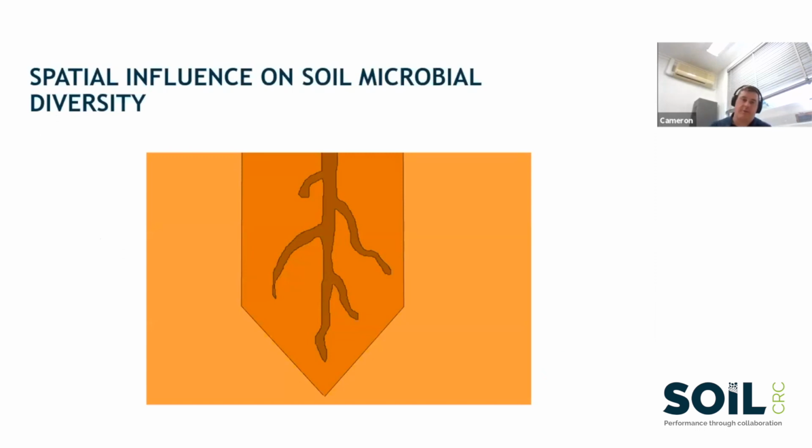So, spatial influence of soil microbial diversity. Again, depending on where you put your crops in and how big a root system your crop has, and also how close your crops are together, will influence the microbial diversity that you have. Within just a single plant in the soil, you have the bulk soil, which is around the outside, and that will have, again, one certain type of microbes that only function with nutrients in the bulk soil.